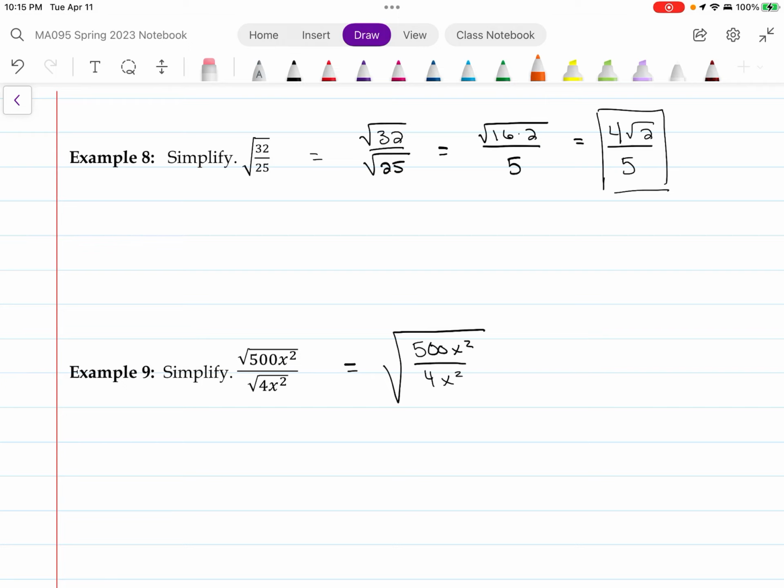All right, and I see that my x squareds cancel, and I end up with the square root, 500 divided by 4 is 125. So I know there's a 25 in 125. So the square root of 25 times 5. All right, the square root of 25 is 5, and then that stays on the inside. So make sure you've got this straight. This one is the 5 on the outside, and this 5 is the 5 that stays on the inside. But that's my final answer, 5 square root of 5.